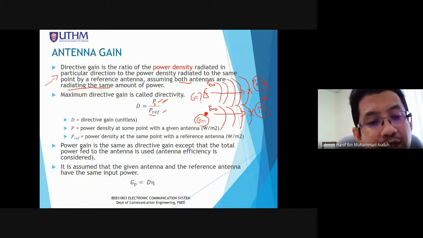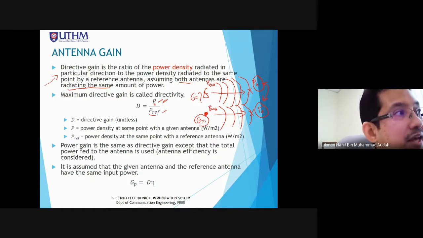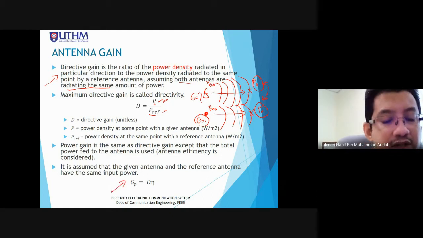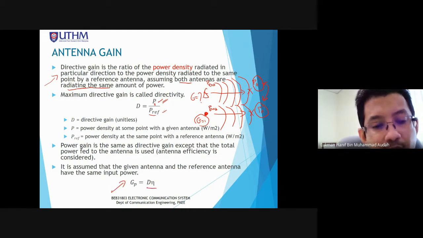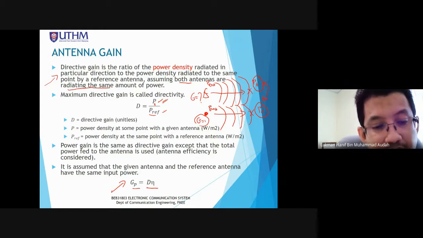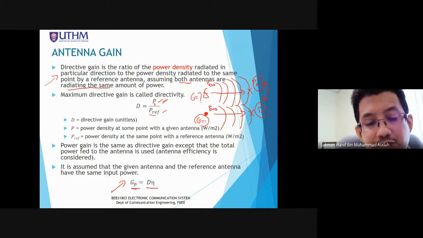Okay. Kemudian power gain adalah bersamaan dengan directivity gain multiplied with the antenna efficiency. Okay, kita akan dapat GP. Dan GP ini biasanya lebih rendah daripada GD. Okay, GP power gain ini biasanya lebih rendah daripada directivity gain. Okay, nanti kita akan lihat juga.